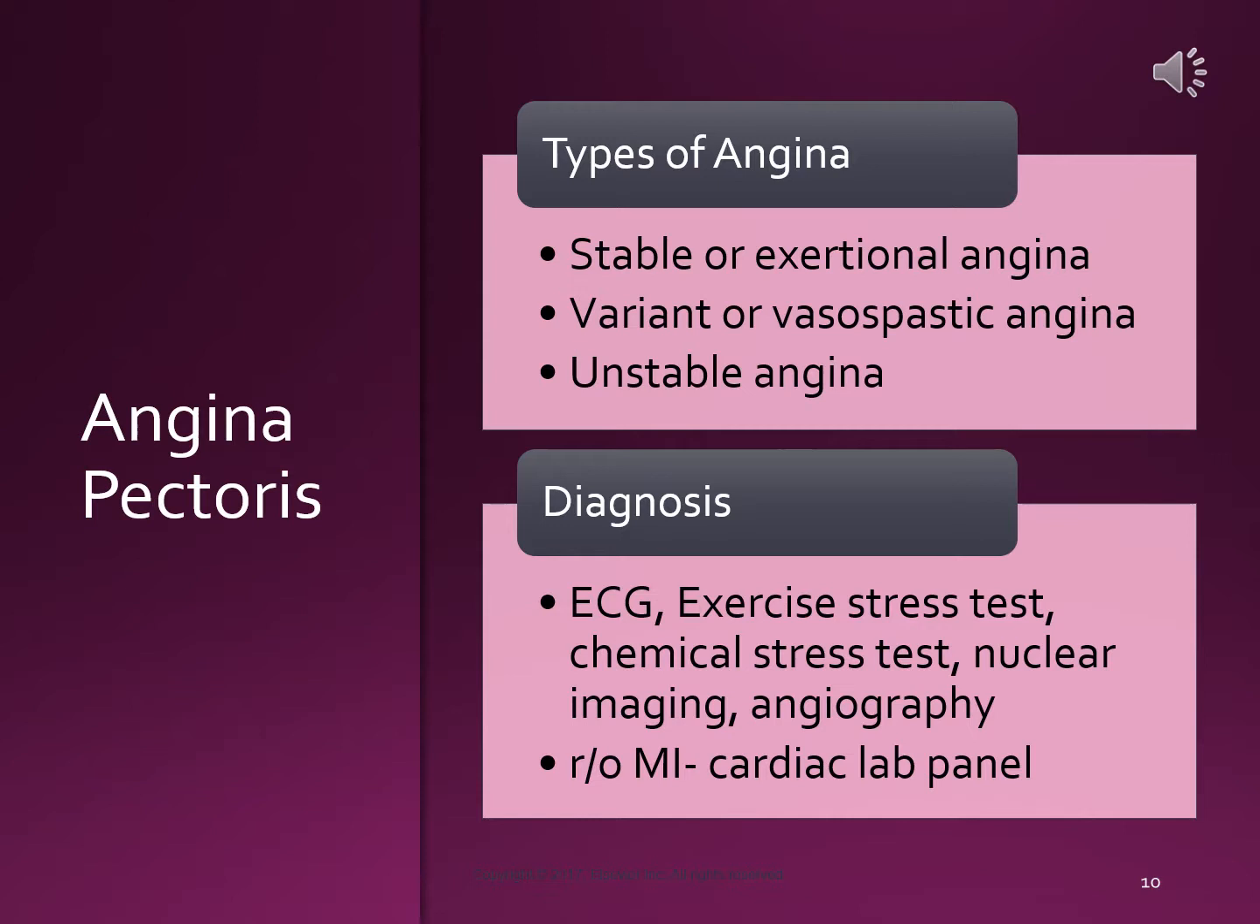And then unstable angina is angina that usually starts out as stable, doesn't always, but usually does, and then it progresses to angina at rest, and that is always a trouble sign. The diagnosis here, of course, is an ECG. Sometimes they'll do an exercise test or a chemical stress test, nuclear imaging, angiography in the form of a cardiac cath. If they are ruling out an MI, they will do a cardiac lab panel.